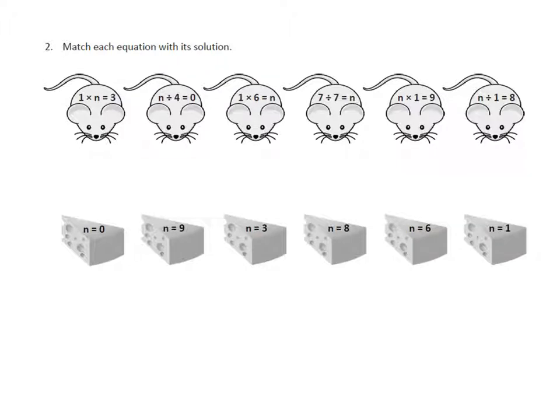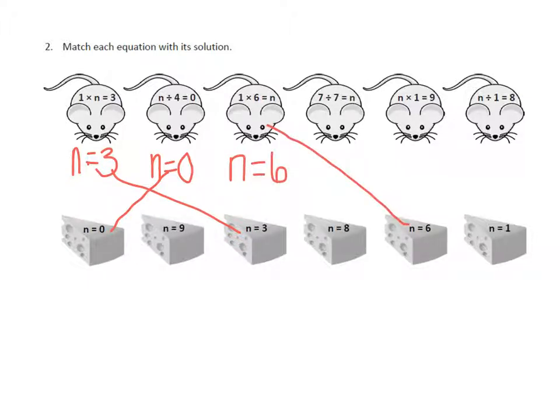Let's take a look at number 2. It says match each equation with its solution. So 1 times n is equal to 3. So something times 1 is going to be 3. N is going to be equal to 3. It will match with this piece of cheese. Next, something divided by 4 is going to equal 0. Well, I know that 0 divided by anything is going to equal 0. So that means that 0 is the answer for n. 1 times 6 is equal to n. N is equal to 6. So that's going to match here.